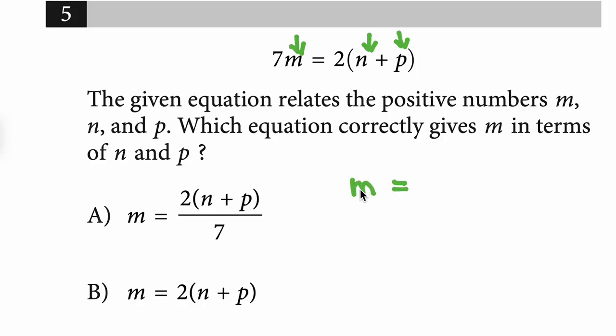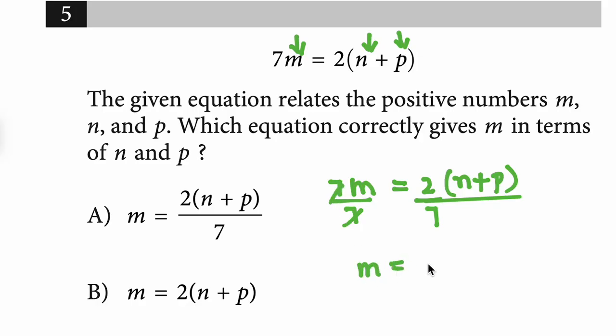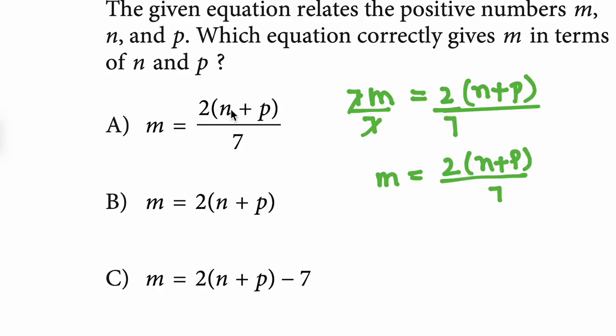So here we need only m. And in our question, this is 7m is equal to 2 n plus p. So now if I divide by 7 on both sides, I can do it like this, or I can divide this whole thing with 7. Both are okay. So I'm going to get m is equal to 2 n plus p by 7. Yes, 2 n plus p by 7, that is the correct option.